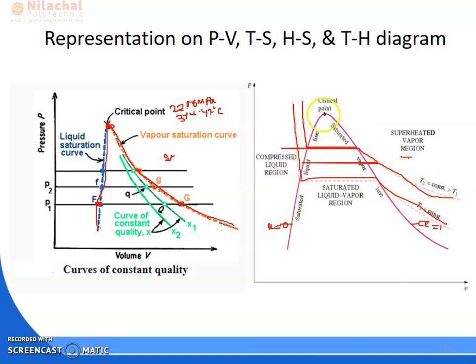This line is your saturated liquid line. This line is your saturated vapor line. The right hand side of the saturated vapor line is your superheated region. The left hand side of the saturated liquid line is your compressed liquid or subcooled region. And within the vapor dome is the wet region, where the dryness fraction is also considered. Dryness fraction varies from x equal to 0 to 1. So this is your PV diagram.